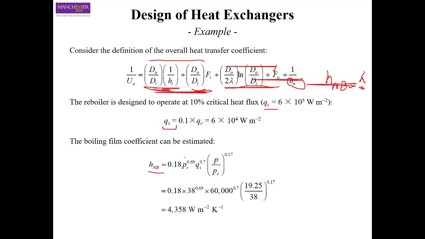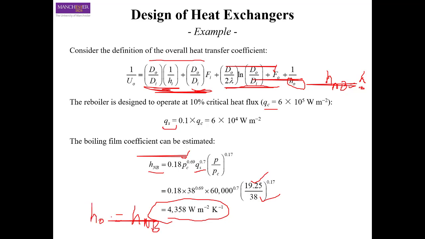This equation requires the value of PC, which is given to us. We need to know the operating pressure, which is also given to us. We have just calculated QS from our critical heat flux. So all the variables in this equation are now known. If you put in the values from the given data, for example, here we have the operating pressure, here we have the PC, the critical pressure, we get the value of H and B. And as I said, this H and B, in our case, is equal to our H naught.